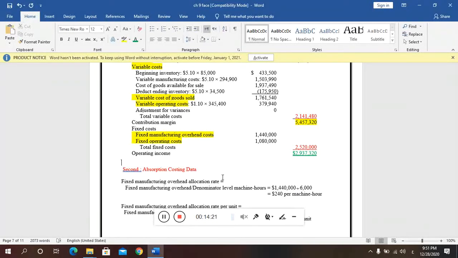Fixed manufacturing overhead costs was $1,440,000. This fixed cost, $1,440,000, we paid it for how many units in production? For the 294,900 units, which are the units produced that we calculated at the beginning of our solution.